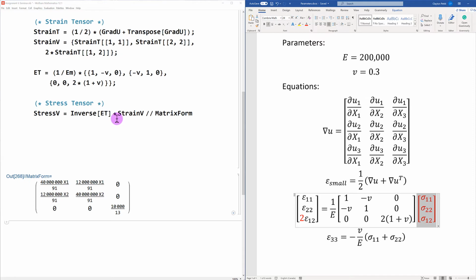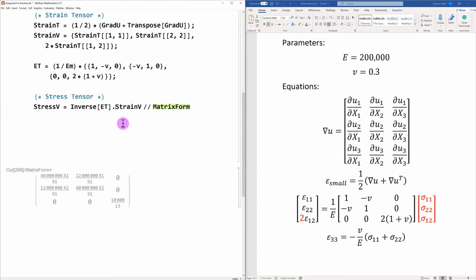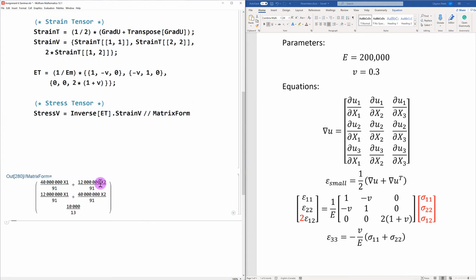And this has to do with matrix multiplication. Remember that in Mathematica, when we multiply 2 matrices together, we don't use the star symbol. That's for scalar multiplication. So we're actually going to use the period. So we're doing the inverse of ET dot, not dot as in dot product, but period, which means matrix multiplication, times the strain vector. Now when I run it with the period instead, I can see I have a stress vector full of 3 components. We have the first one, the second one, and then the third one. So it's looking really good. And as we can expect, they are functions of x1 and x2, which is what the question kind of hints at. So we're good to go.